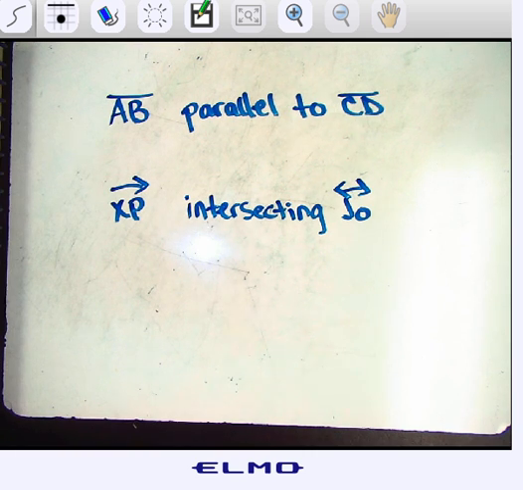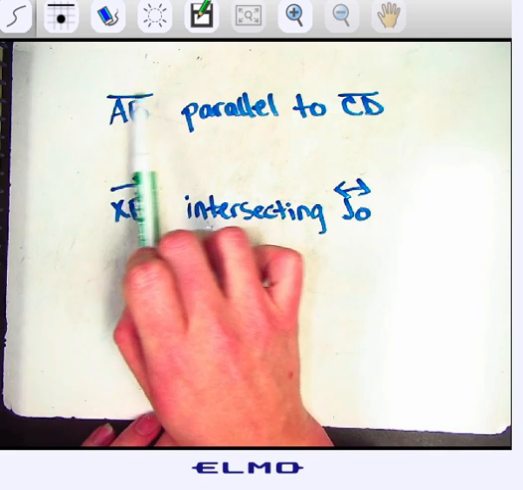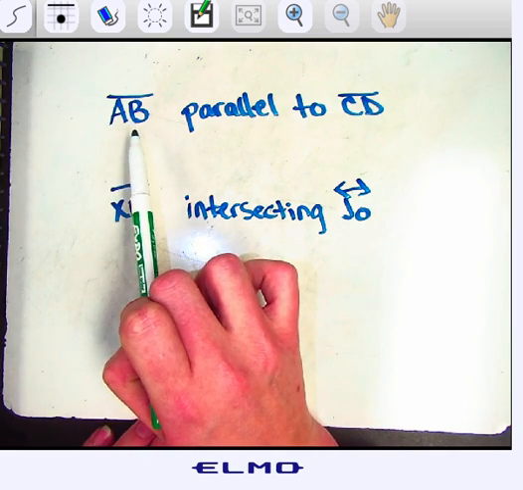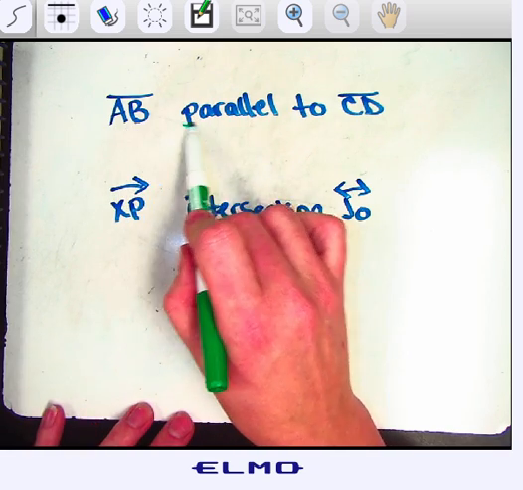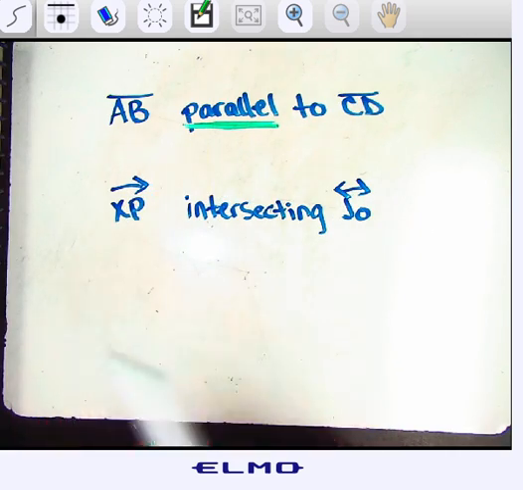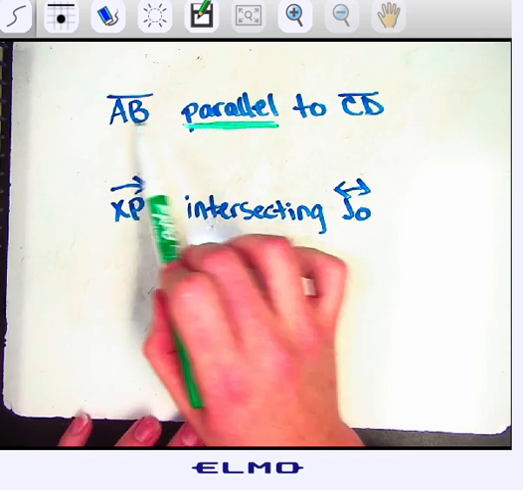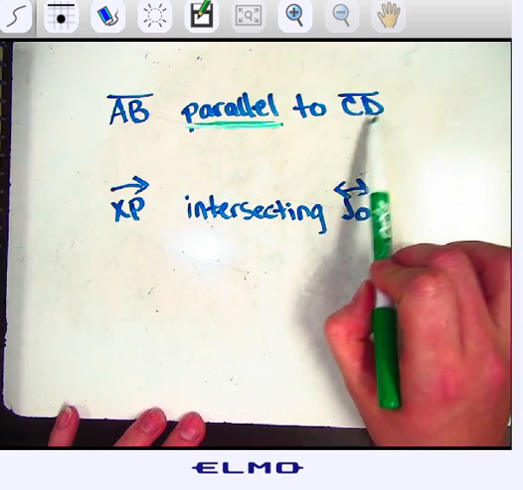So the first example I have is a segment, because remember, segments have no arrows, so I know this is a segment. Its name is AB, or BA. And this is going to be parallel. Parallel means they never meet. Such a shame. Absolutely right. So I want to draw this segment AB parallel to line segment CD.